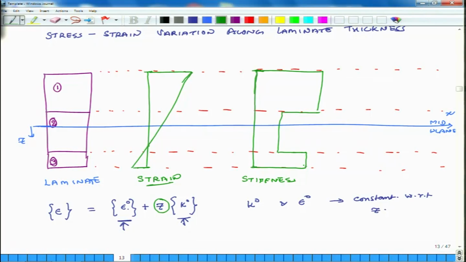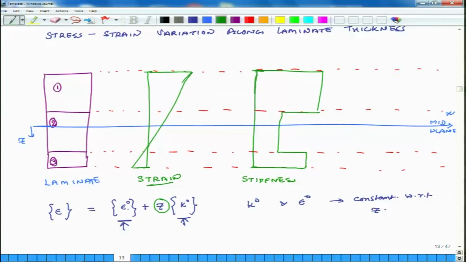So, stiffness behaves in this way, it is constant within a layer, and as I move from one layer to other layer it jumps and it can assume some different value, and the value can be calculated by calculating the Q bar matrix, and the relations for that Q bar matrix we have already discussed in previous lectures.